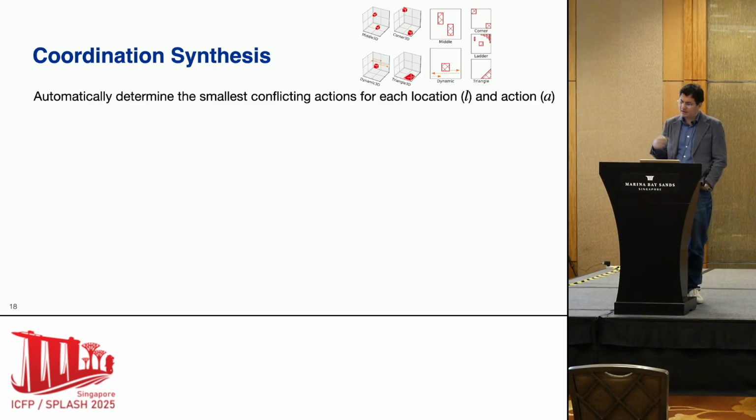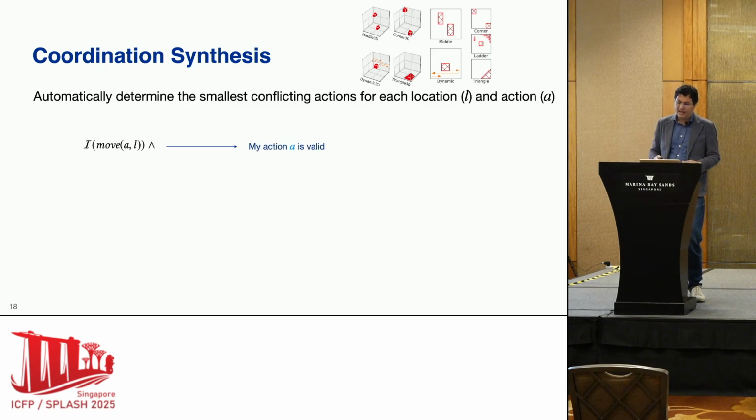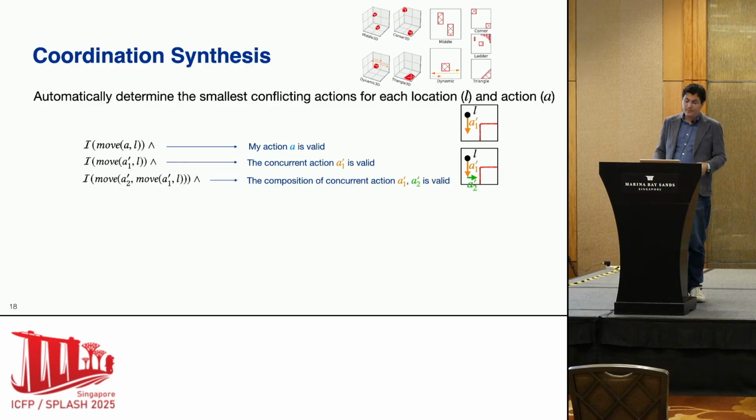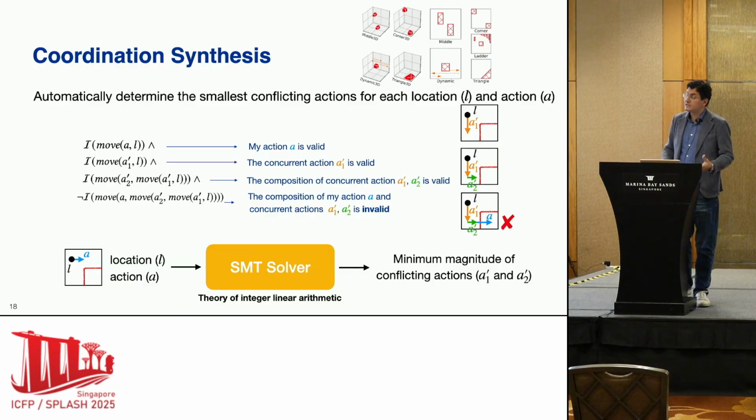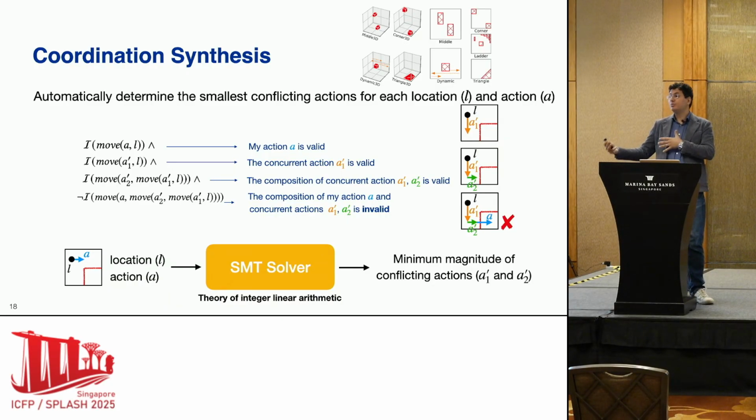So we have a lot of boards. We have 2D boards and 3D boards. And for each location and action, we have to know how much we have to lock, how much conflict we have with others. For that, we model this in the theory of linear arithmetic. There is an action A, preserving integrity at location L, and there are two other actions happening in other processes, action A1 prime and A2 prime, and they are fine, but when we do action A after them, we suddenly get into trouble. So we feed that into the SMT solver and ask what is the minimum magnitude for A1 prime and A2 prime that causes this trouble, right? SMT solvers can optimize for objective functions. They can tell us how much we have to lock to prevent this.